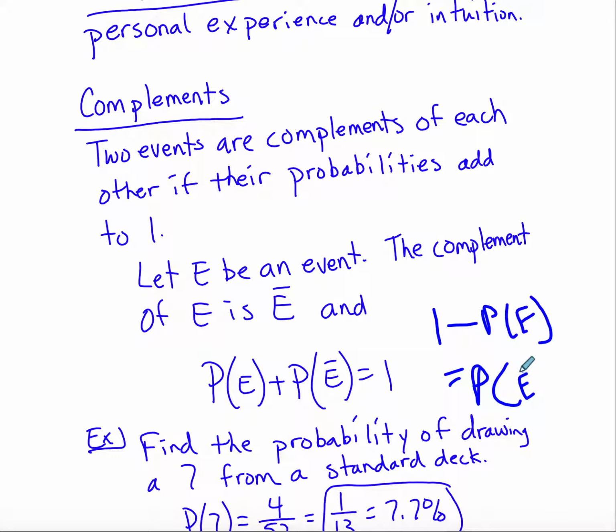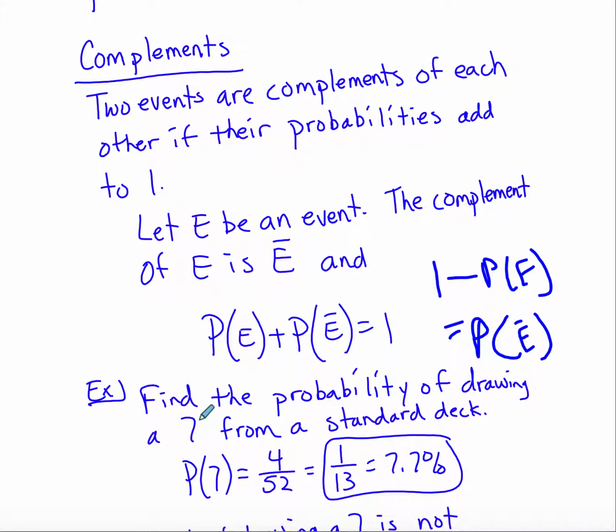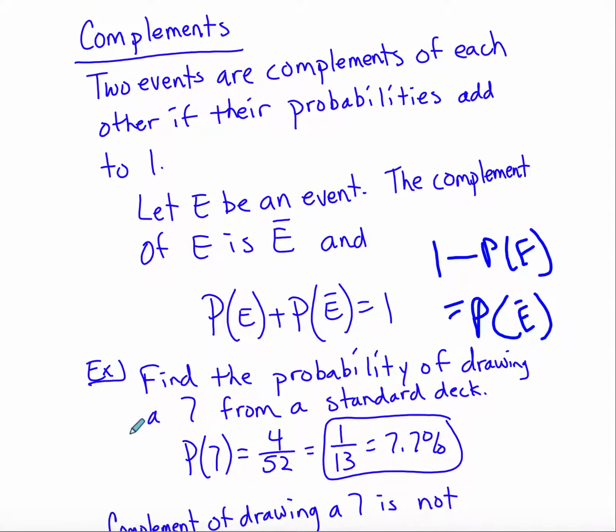So if you know the probability of you getting the flu is 20%, then the probability of you not getting the flu is 80%. And so you can kind of think of complements as being "nots." Also, it is another way some people think of it.